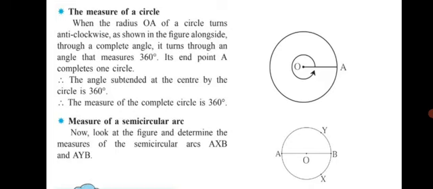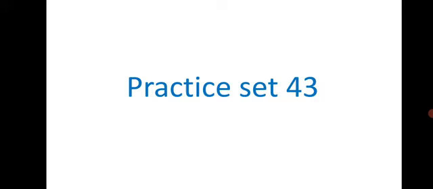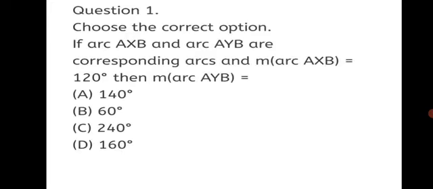Now let us solve practice set 43, which is based on the same concept, arcs of the circle. Question 1. Choose the correct option. If arc AXB and arc AYB are corresponding arcs and arc AXB is equal to 120 degree, then major arc AYB is equal to dash. There are four options: 140 degree, 60 degree, 240 degree or 160 degree.